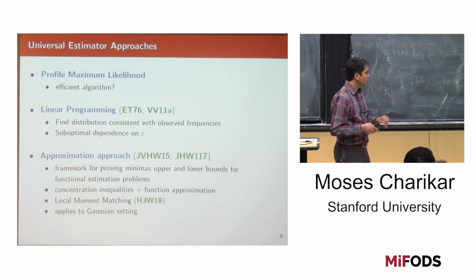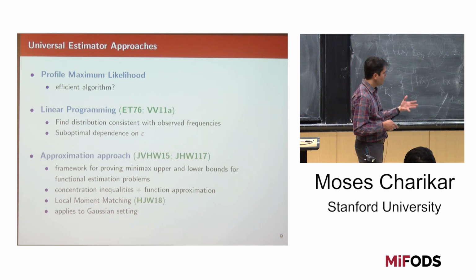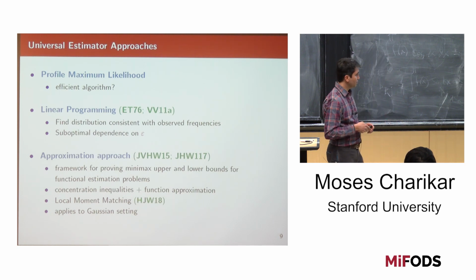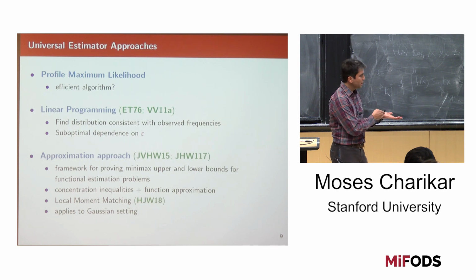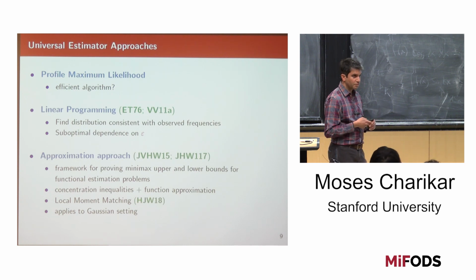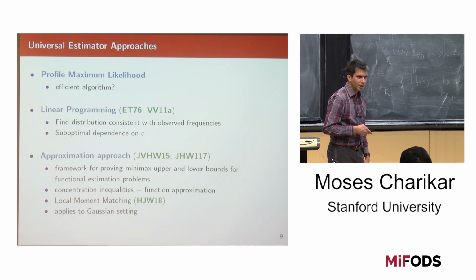There's another approach, which again I won't say much about, but I just want to mention that there's another line of work in this area based on what's called the approximation approach. They try to prove some kind of minimax upper and lower bounds for various functional estimation problems, using things like local moment matching, concentration inequalities, and so on. And this also applies to the Gaussian setting. What I'm going to describe, profile maximum likelihood and so on, very much applies to a discrete setting.